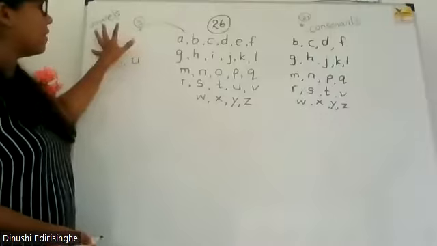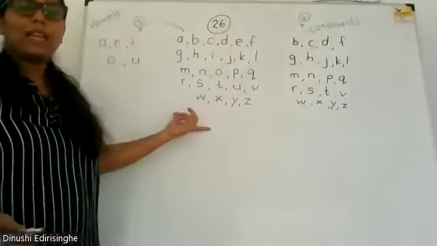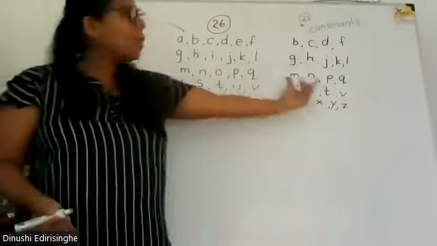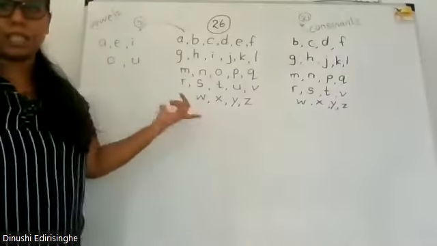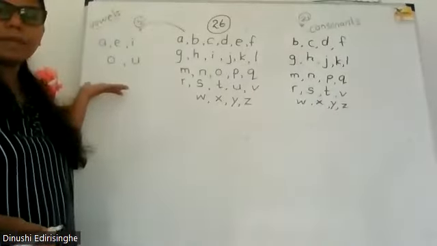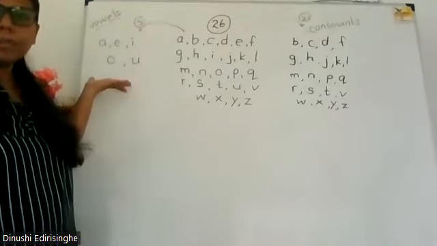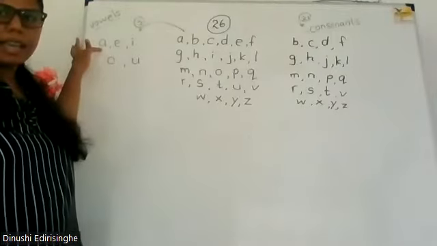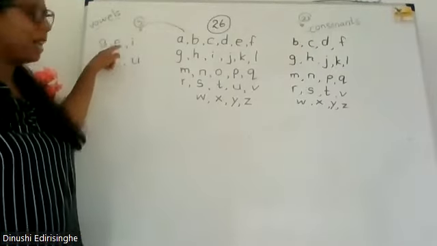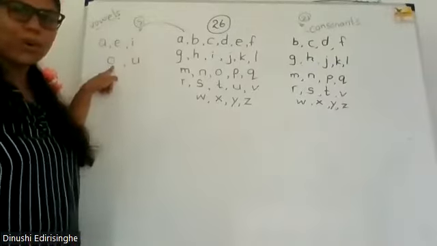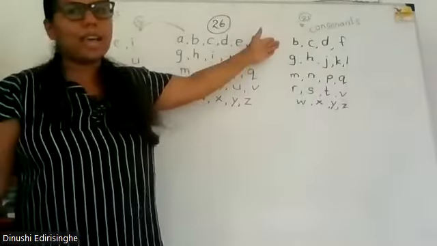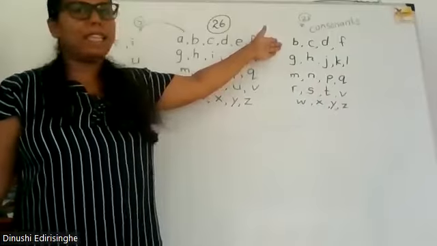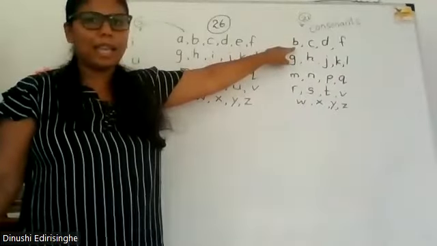Okay. Now you know the 26 letters in English alphabet, and now you know the vowel letters and consonants in the English alphabet, right? How many vowel letters are there? 5. Then what are they? Then how many consonants are there? 21 letters. Very good. What are they?